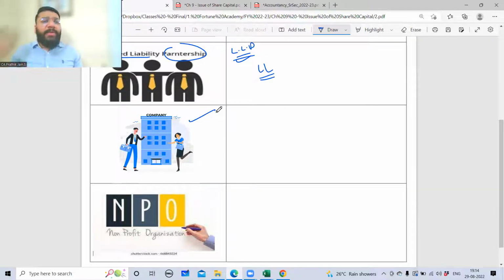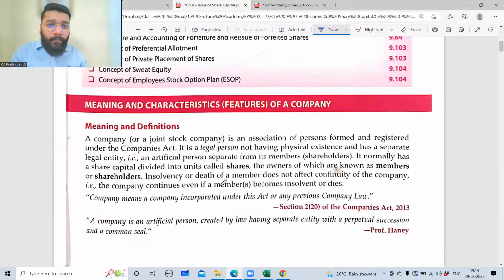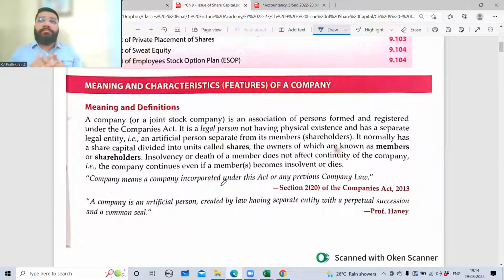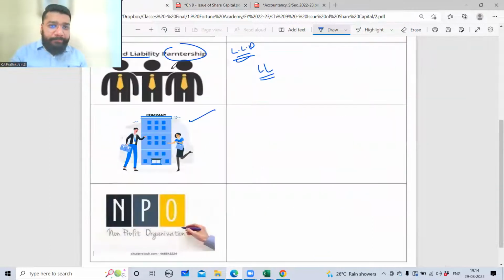Then we have NPOs, and you have other forms of organization in which you can do the business. So company, guys, is one of the forms of doing business in India, and it is very predominantly being run in this entire country. So understanding how this company law works, and how company accounting works, is very important for commerce students. So comfortable, can we go forward?